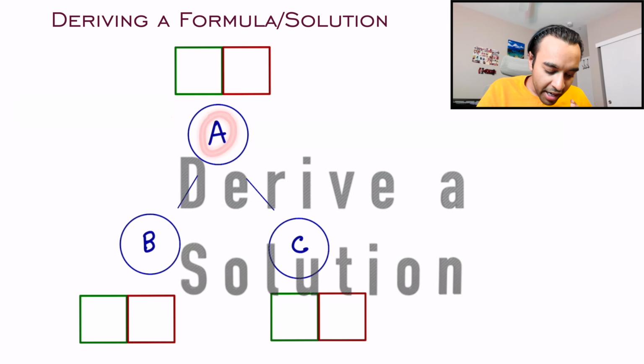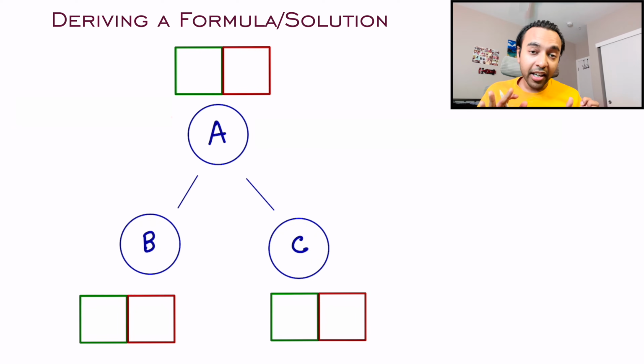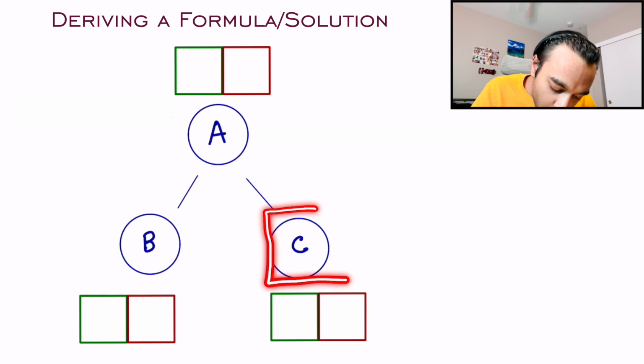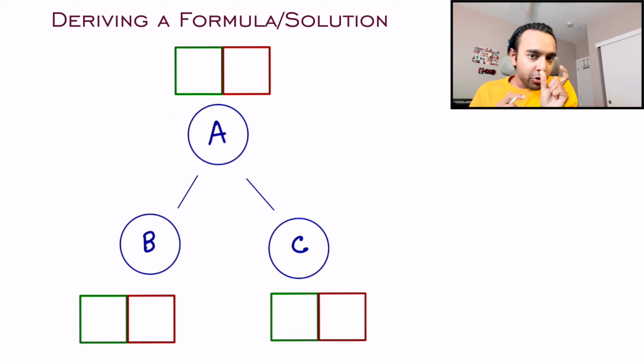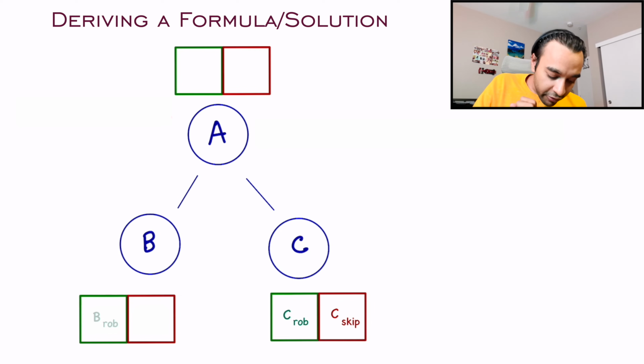You will have a root node and you will have two child nodes, B and C, correct? And now what happens is, for each of these nodes, you will have two conditions. Either you rob or you skip it, right? So starting off with node C, either I will choose to rob it, so I will get some value, C rob, and I will get some value if I choose to skip it, right? Similarly, for node B, if I choose to rob it, I get some value, that is B rob, and if I choose to skip it, I get some value, that is B skip, right?